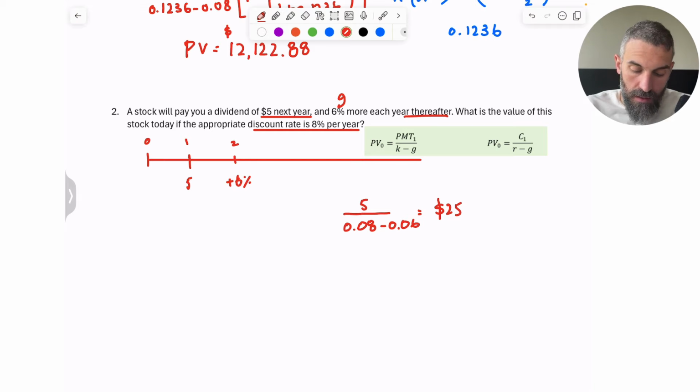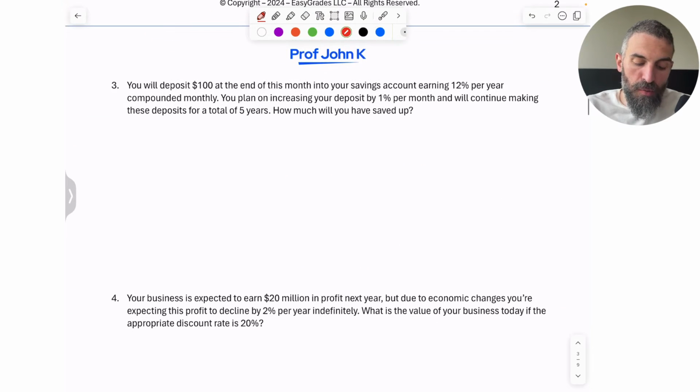Okay. Let's do another one. You will deposit $100 at the end of this month into a savings account earning 12% per year compounded monthly.